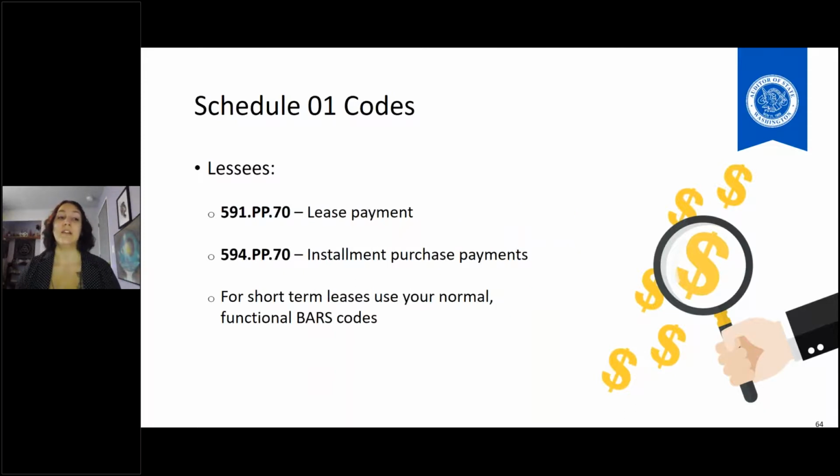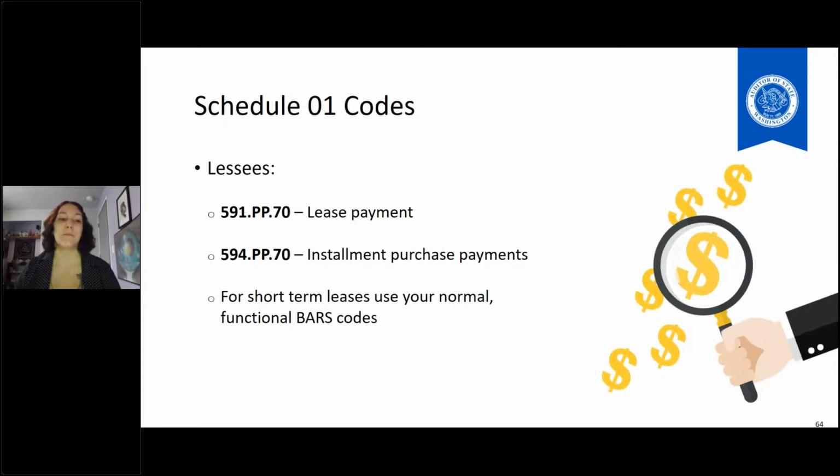As a lessee, that means you're paying somebody else to use their asset. As you make lease payments, you'll use BARS code 591 with object code 70. If you're making installment purchase payments, so remember that's when you're going to own the asset at the end of the lease, you'll use BARS code 594, which is a capital expenditure code.